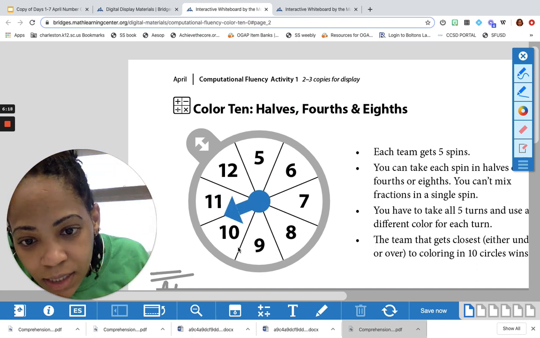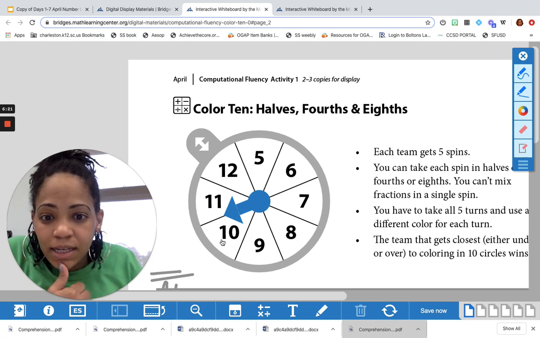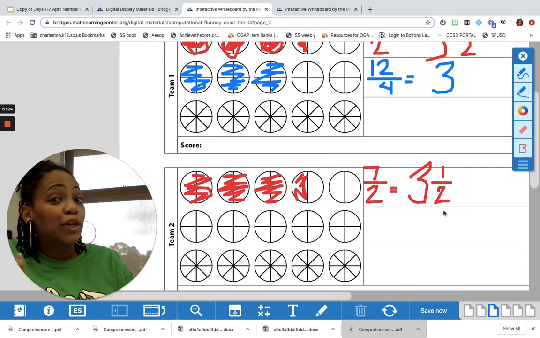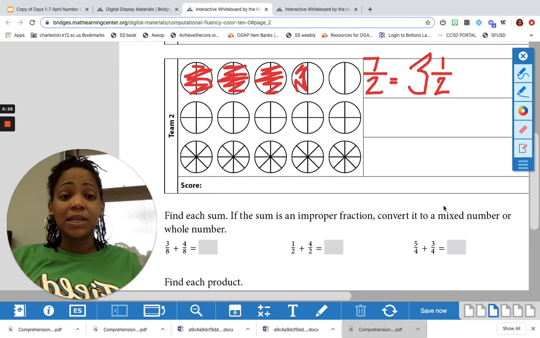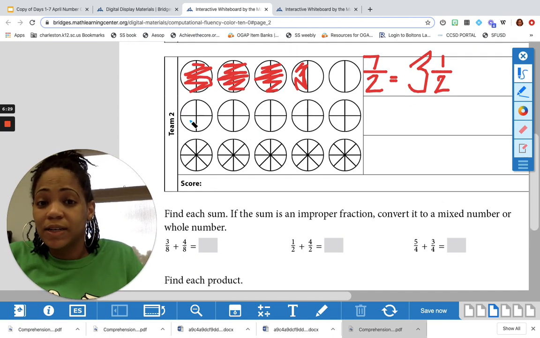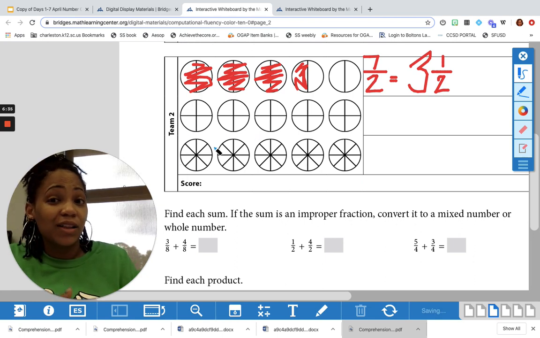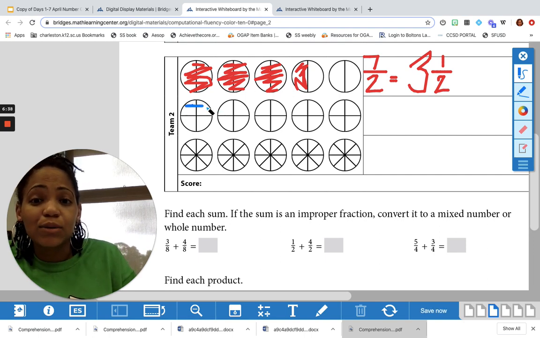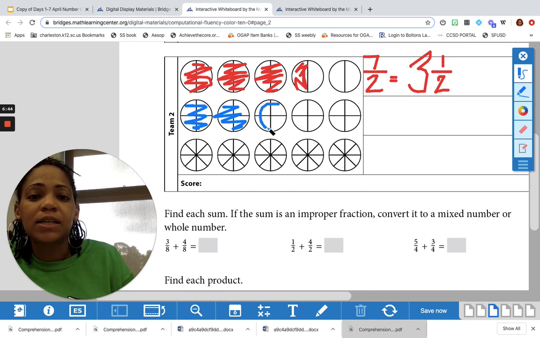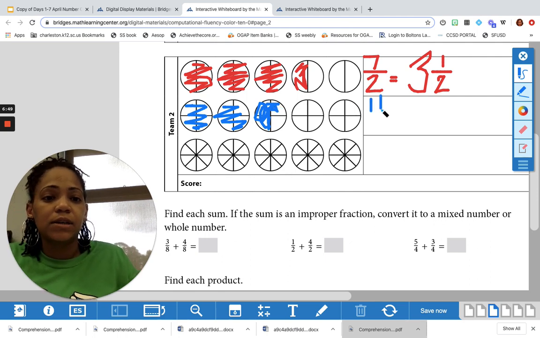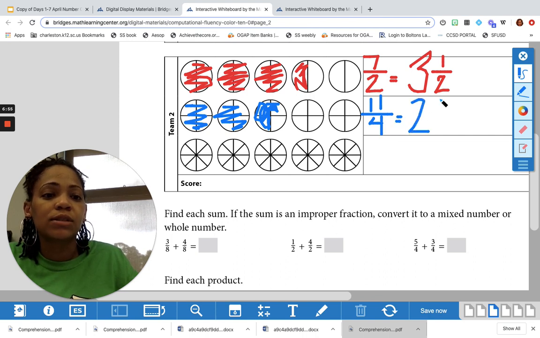Yikes, that looks like it is pointing more towards the 11. So just a little bit past the line. So you get to choose what you're going to color in. I'm going to assume that maybe you chose to color in 11 fourths. If you colored in 11 eighths, you wouldn't have colored in as many wholes, which means you wouldn't be as close to 10 as I am. So here's 8, then we have 9, 10, 11. So we have 11 fourths here, which is 2 wholes and 3 fourths.